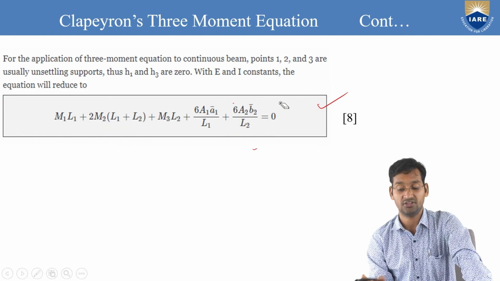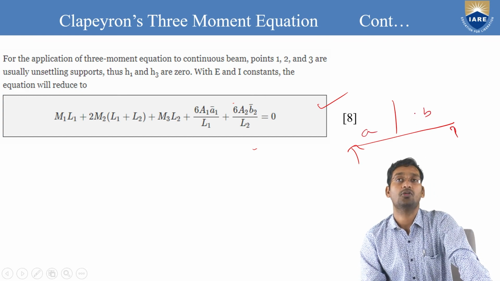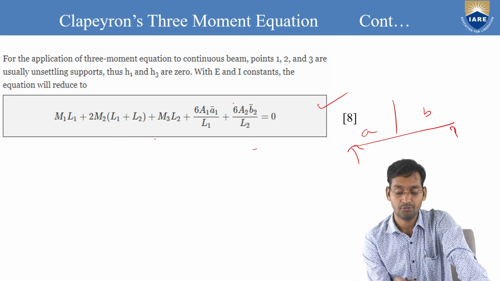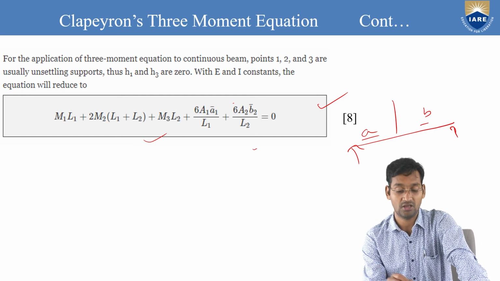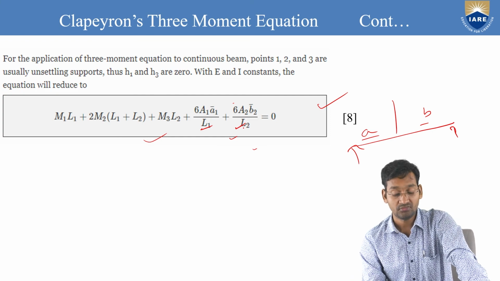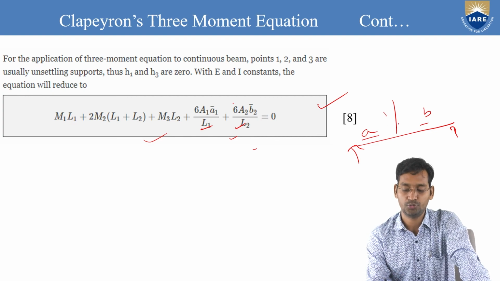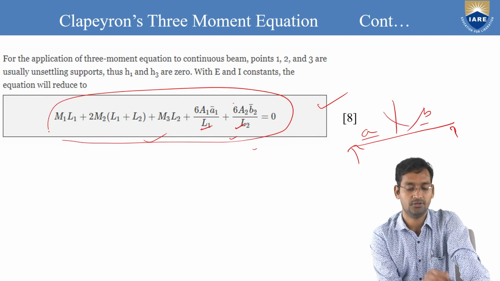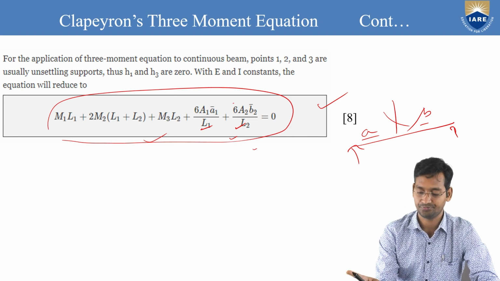If they give the condition like here, one load is acting on a simply supported beam at a distance A from this side and B from this side, and ask you to prove the Clapeyron's theorem, then you have to prove up to this, meaning you have to replace the values of 6A1 A by L1 and 6A2 B by L1. This value you have to replace. If they just ask to derive the Clapeyron's 3-moment equation, then no need to put this value, you can just leave it like this, because this is the generalized form of the Clapeyron's 3-moment equation.